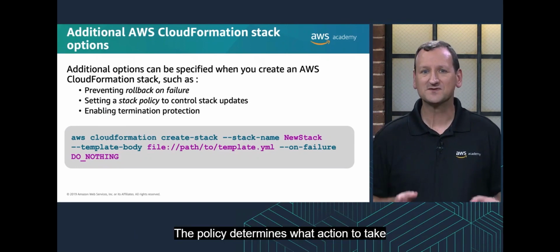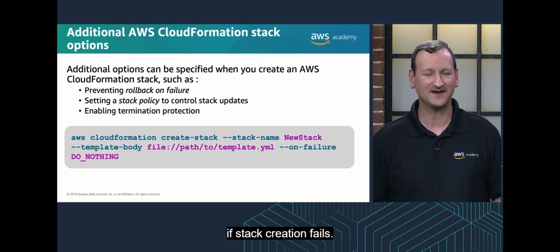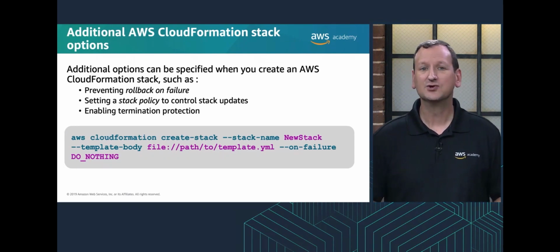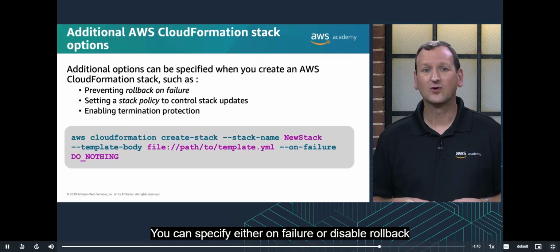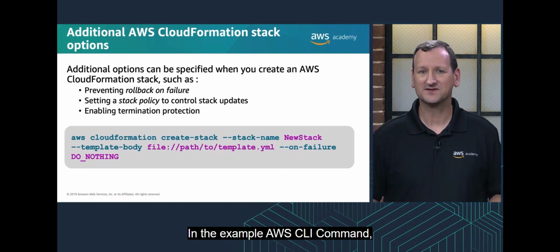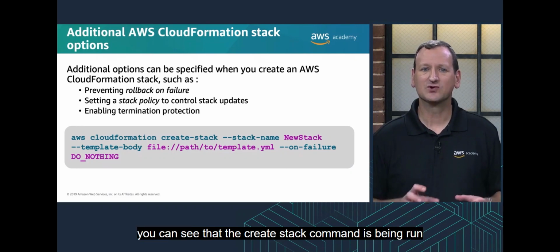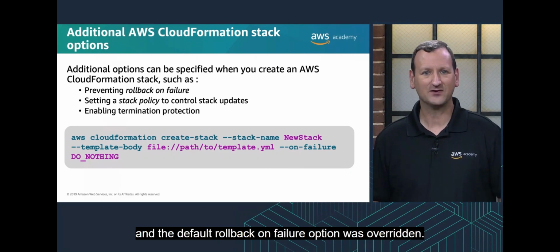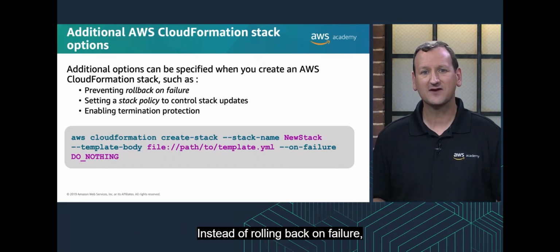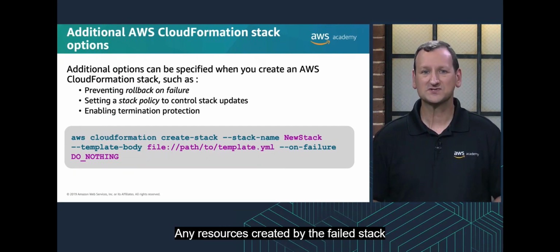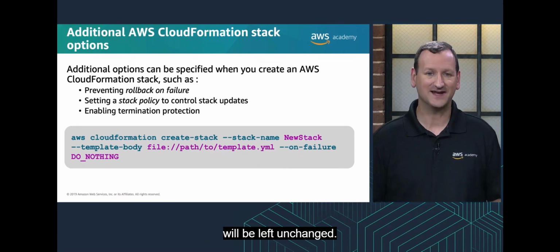The policy determines what action to take if stack creation fails. You can set the action to do nothing, roll back, or delete. You can specify either on failure or disable rollback, but not both. In the example AWS CLI command, you can see that the create stack command is being run, and the default rollback on failure option was overridden. Instead of rolling back on failure, AWS CloudFormation does nothing. Any resources created by the failed stack will be left unchanged.